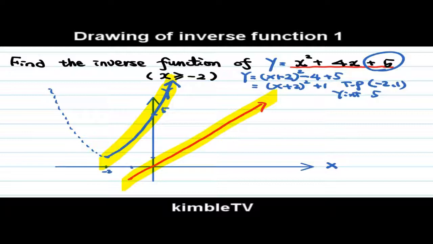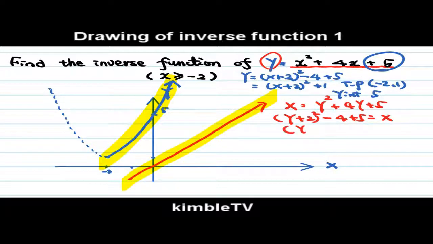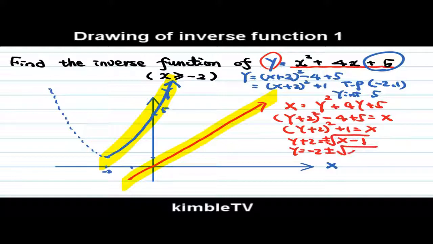Therefore, x must be replaced by y and y by x: x equals y squared plus 4y plus 5. y must be made the subject. Therefore, (y plus 2) squared minus 4 plus 5 equals x. Therefore, (y plus 2) squared plus 1 equals x. So (y plus 2) squared equals x minus 1, and y plus 2 equals plus or minus root x minus 1. Therefore, y equals minus 2 plus or minus root x minus 1.